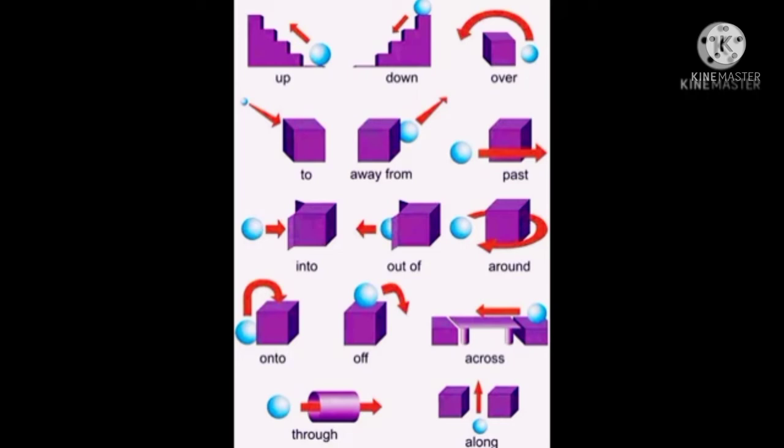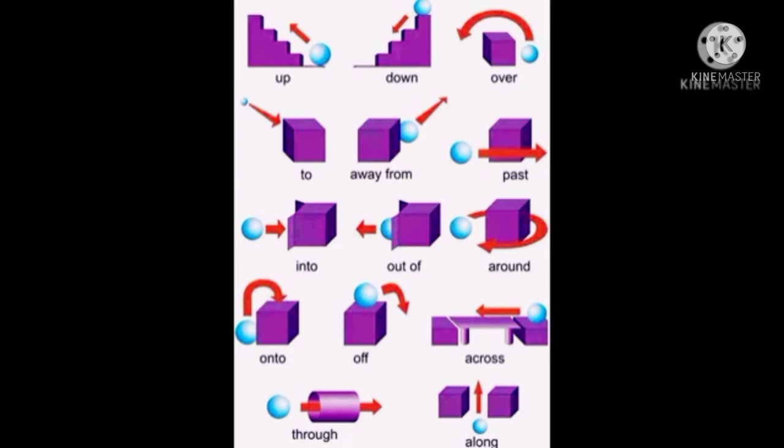Then, the ball is moving to the box. Just look at the direction, movement from one point to another point. So it is to. Away from, that is going away from, departing. The ball is going away from the box. The ball is going past the box. Past means it is crossing by. It's moving by a box. So that is known as past, direction of past.